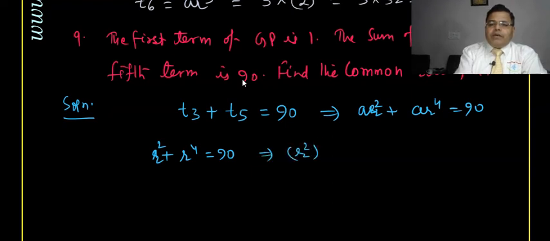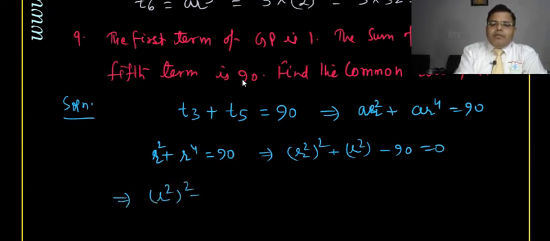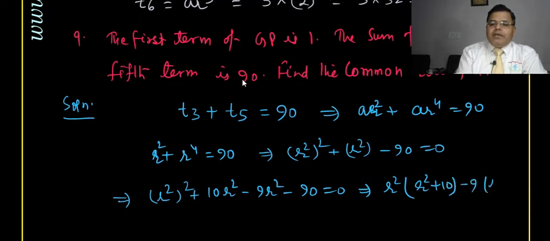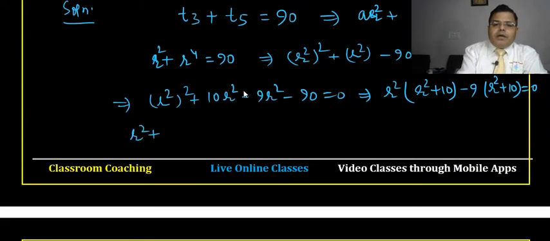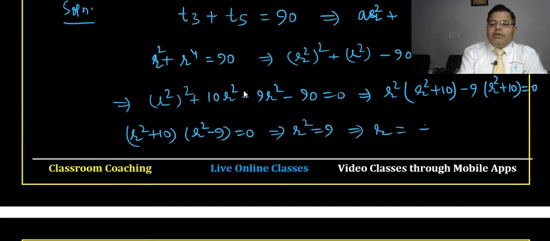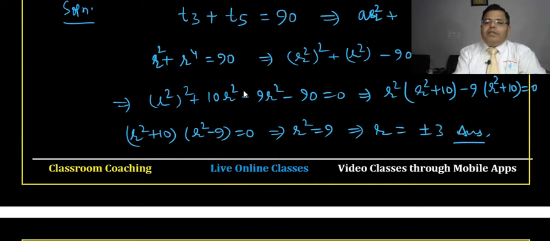So we can write (r square) whole square plus r square minus 90 is equal to 0. This can be written as (r square) whole square plus 10 r square minus 9 r square minus 90 is equal to 0. If I take r square common, this will be r square plus 10. And if I take 9 common, that will be r square plus 10. So r square plus 10 can be taken common, and r square minus 9 is left, equal to 0. r square plus 10 cannot be equal to 0, since it is always positive. So r square is equal to 9, and therefore r is equal to plus minus 3. This is the common ratio, and that will be the answer of this question.